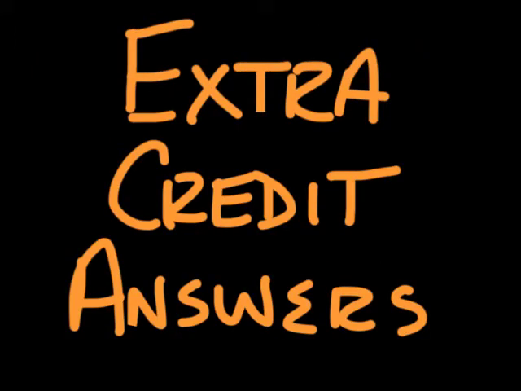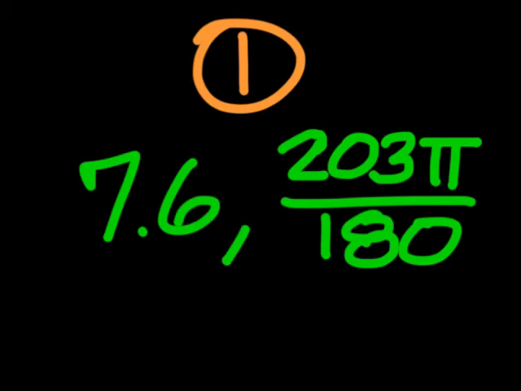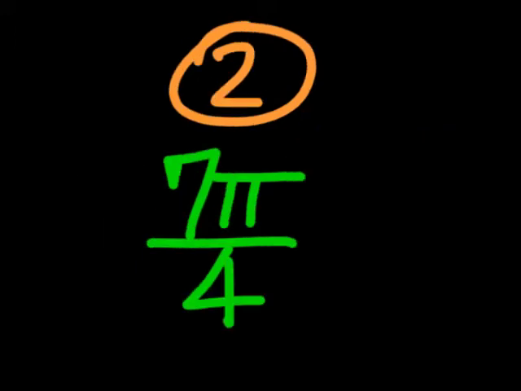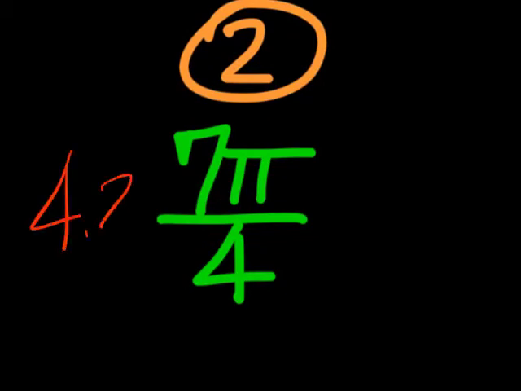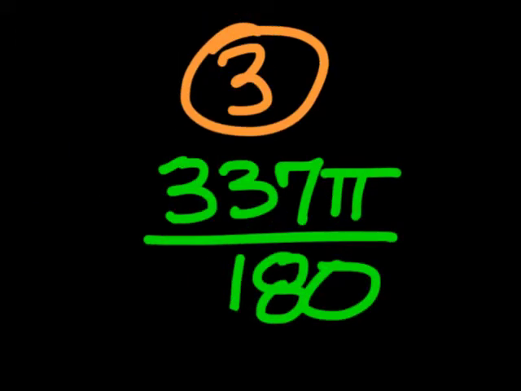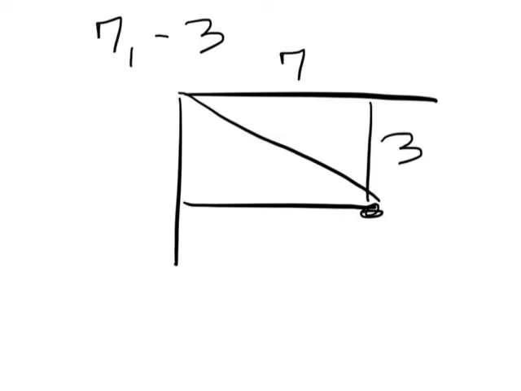Bring up your extra credit answers. Number 1 is 7.6 and 203 pi over 180. Number 2 is 4.2 and 7 pi over 4. And 3 is 337 pi over 180, and the radius value on that should be 7.6. Extra credit problem number 3 is what we're doing now.